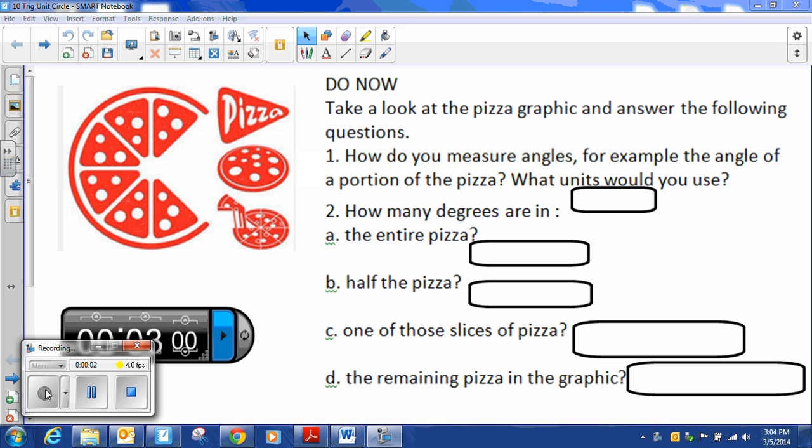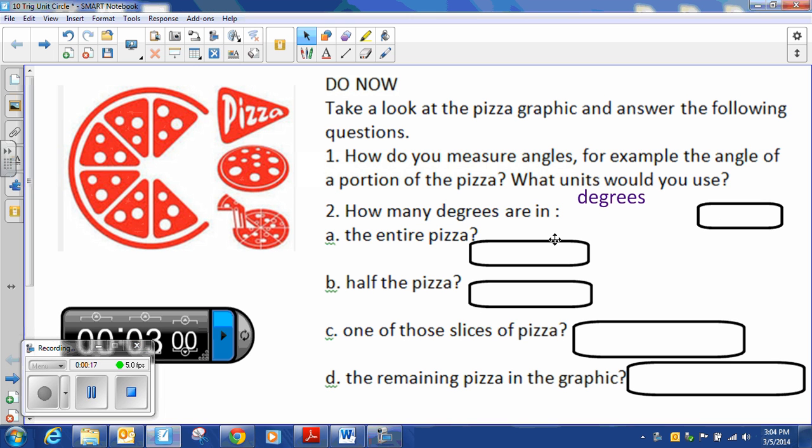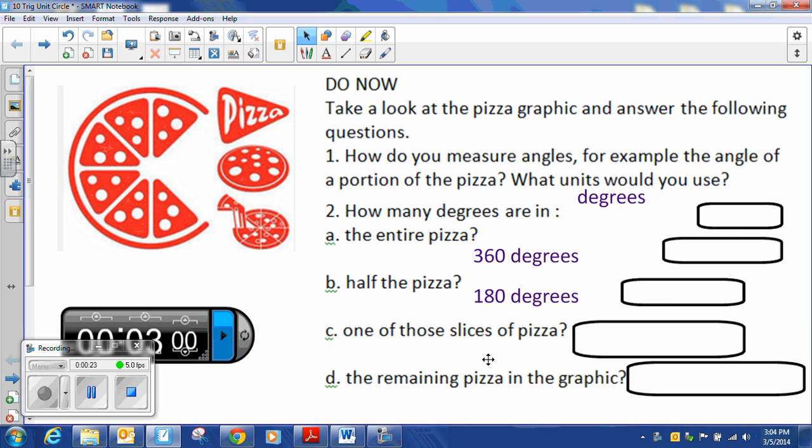Okay, Unit 10.1, Beginning of Trigonometry. So today's do now, we are looking at a pizza, a very familiar round shape. Previously, any angles we measure are in degrees, right? How many degrees are in the entire pizza? There's 360 degrees in any circle. Half the pizza is 180.